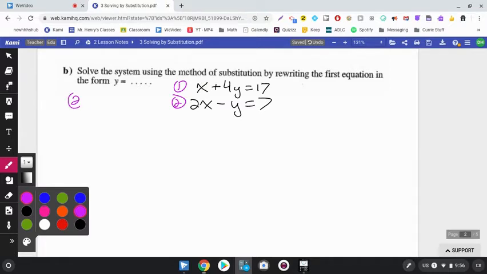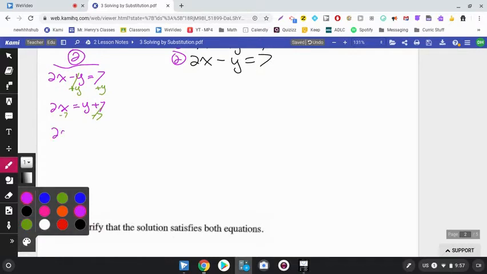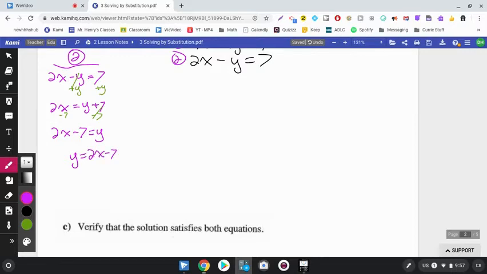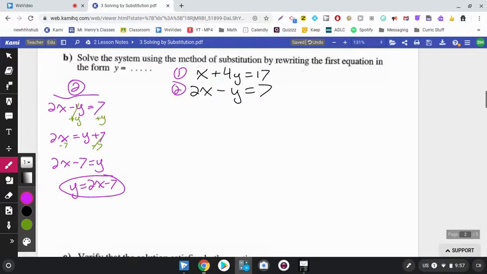Okay, so I'm going to look at equation 2, which is 2x minus y equals 7. Start rearranging. Add y to both sides. 2x equals y plus 7. And subtract the 7. Okay, so you get 2x equals y. Nope, that's not what you get. 2x minus 7 equals y. And maybe you prefer to write it the other way. Okay, y equals 2x minus 7. All right. Now, that was equation 2.